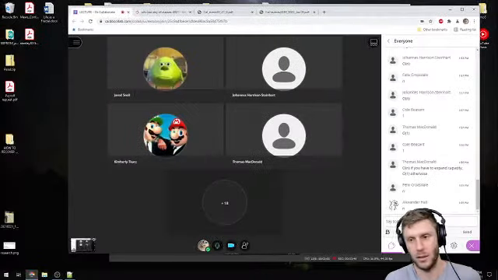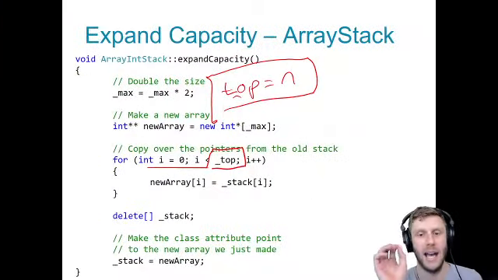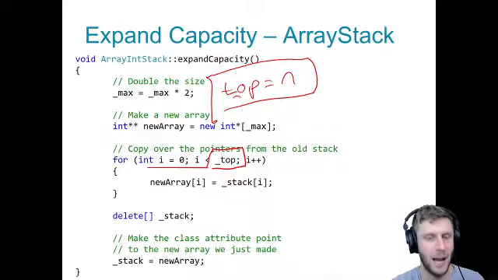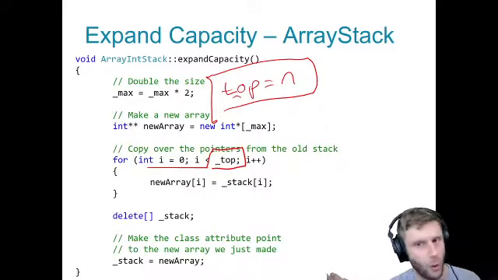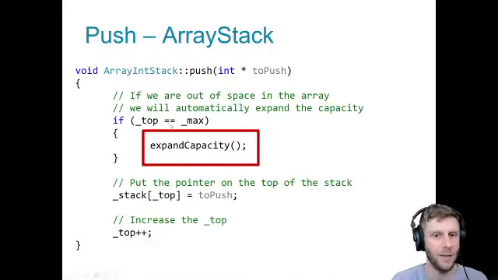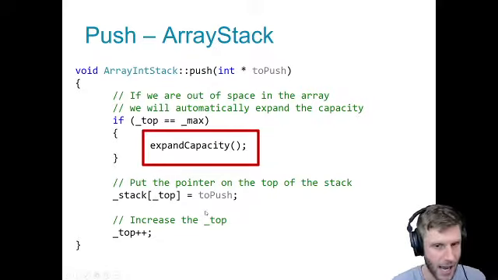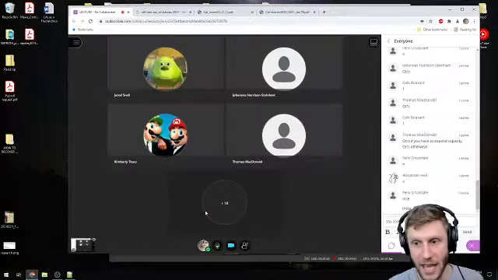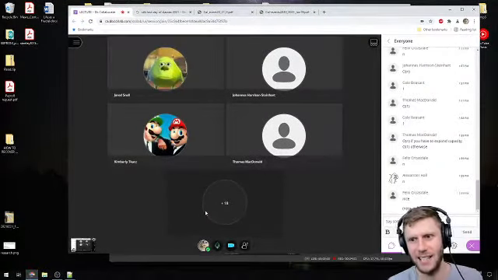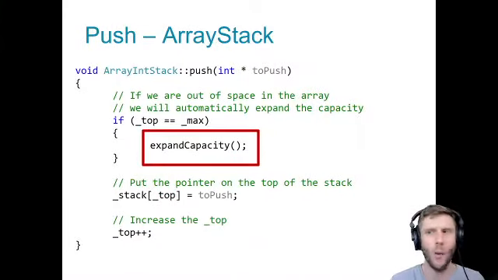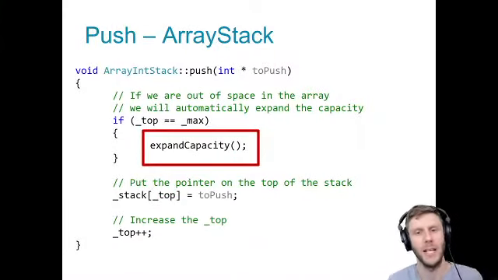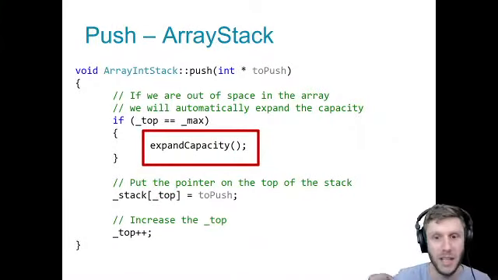So Cole is right in that if we have to expand capacity, it's an order n operation. If there's n things in the stack, we have to copy all n things over to the new array. But if we don't have to expand capacity, it's order 1. That's fantastic. Now, you might be thinking that it should be n though, because when we talk about computational complexity, we often think about worst case scenarios. And this expand capacity is the worst case scenario.